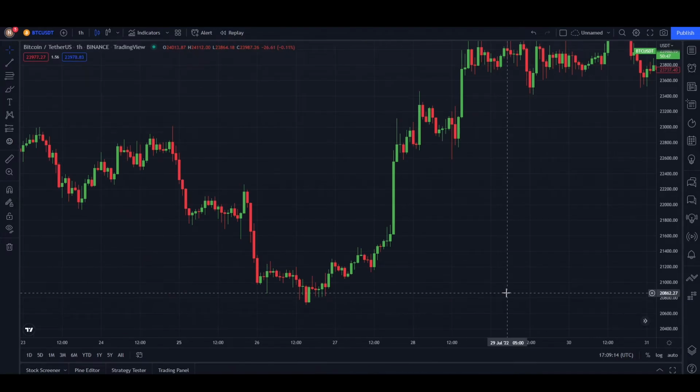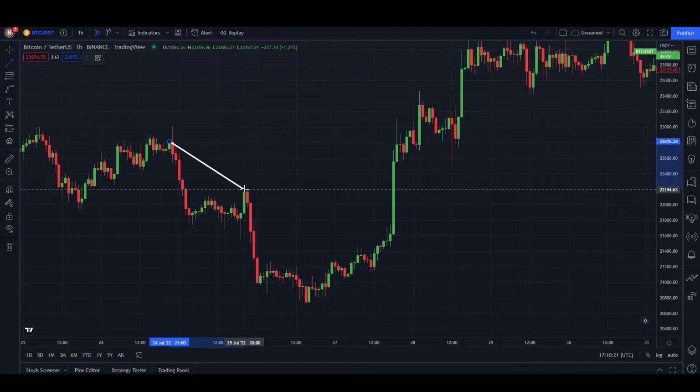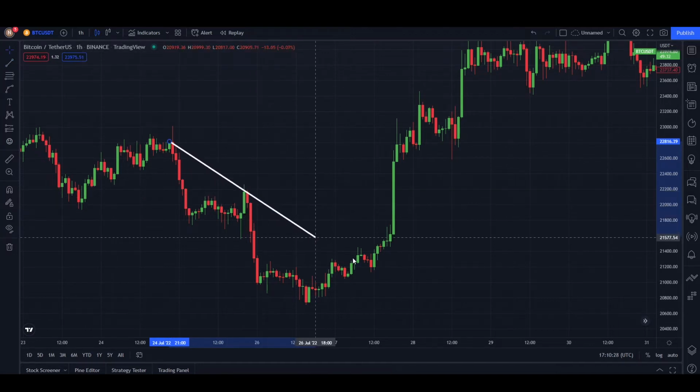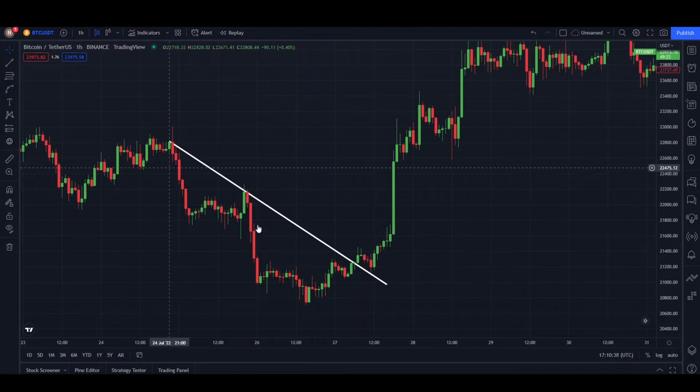Okay, here we go. First, we have to find two highs, like these two right here. And the second high should be lower than the first one. This means that we are in a downtrend. We connect these two highs with a trend line, and I'm going to continue this trend to use it afterwards. Now, we identify a downtrend.